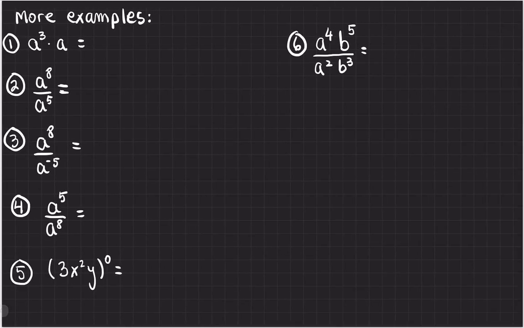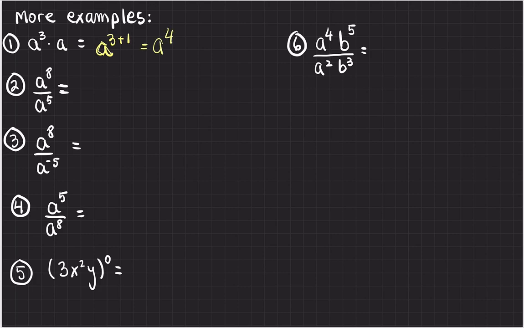Okay, my first example is a to the power of 3 times a. First thing that you need to recognize is that here you have multiplication and it's the same base. When that happens, property number 1, you need to keep the base and add those exponents. So this would be 3 plus 1, because if I don't see an exponent here, it's because my exponent is 1. And of course, 3 plus 1 would be a to the power of 4.